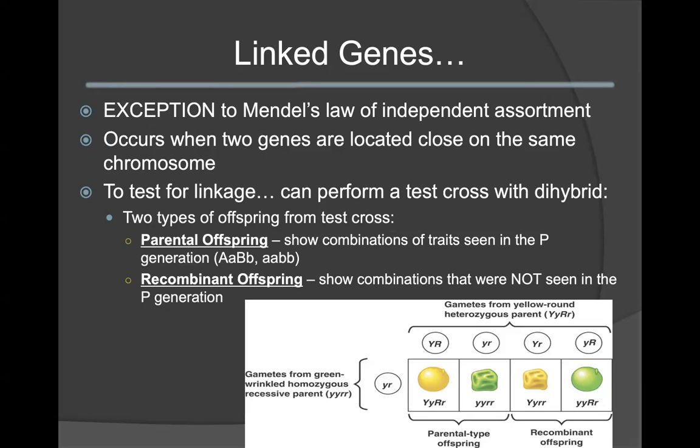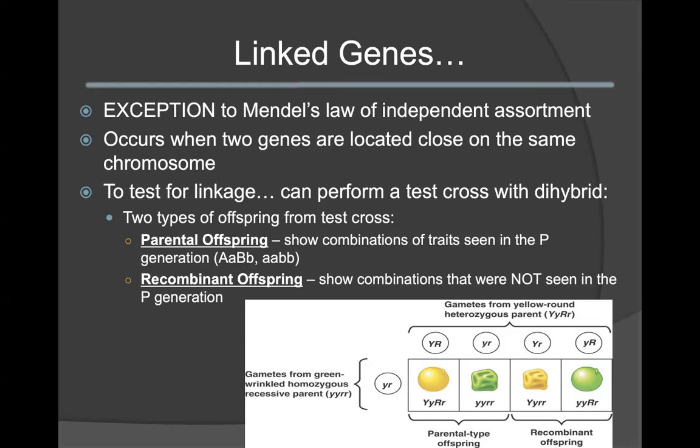There are two types of offspring that can result from this test cross: parentals and recombinants. Parental offspring will end up showing the combination of traits that we see in the parental generation. In this case, they would exhibit the dominant phenotype and the full recessive phenotype. Hence, those are the parents used in this cross.